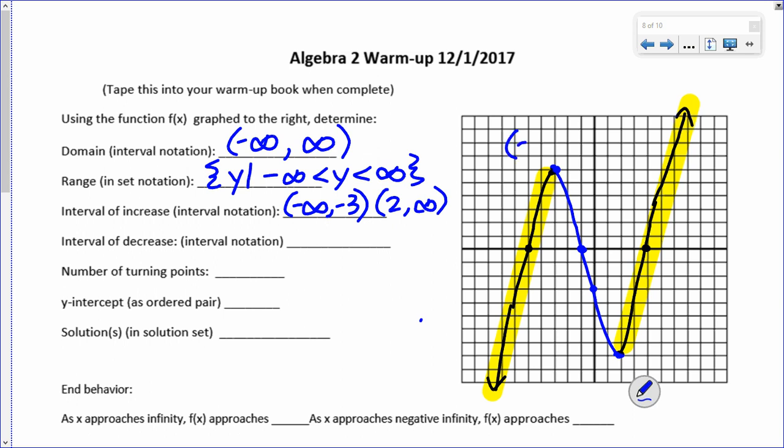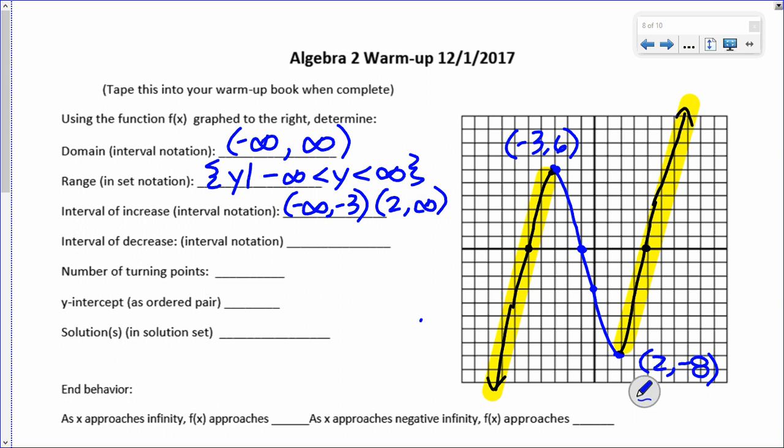So it's helpful to label these points like this, because that helps you to put your eyes on the x values, that we're only thinking about the x values when we do intervals of increase and decrease. That might be helpful to you.